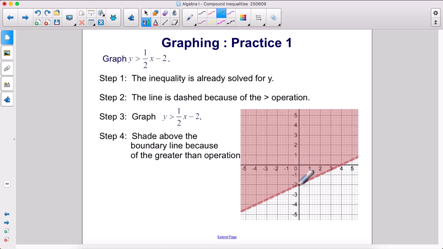So our y-intercept is down at negative 2. Our slope is up 1 over 2. And then we're going to shade above the line because of the greater than operation.